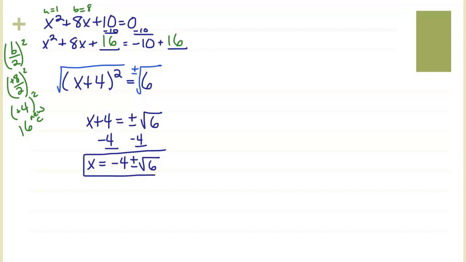If we were going to graph it, we could get a decimal equivalent for that square root of 6. And we would have x-intercepts. These would be our x-intercepts. But they're not going to be integers in this case.